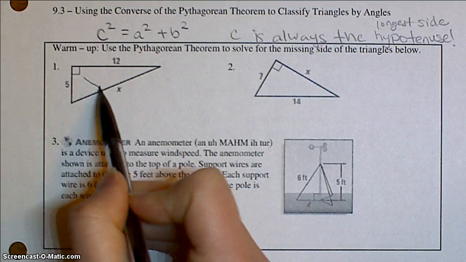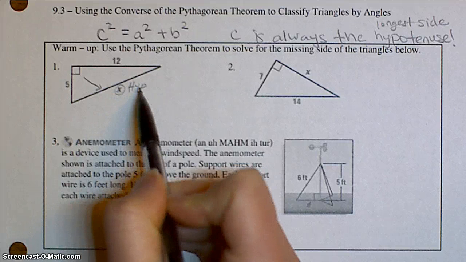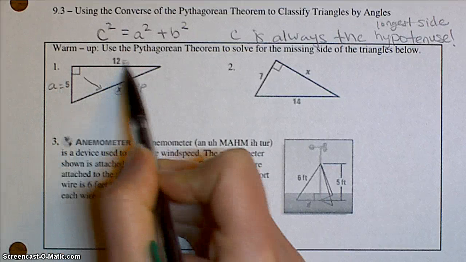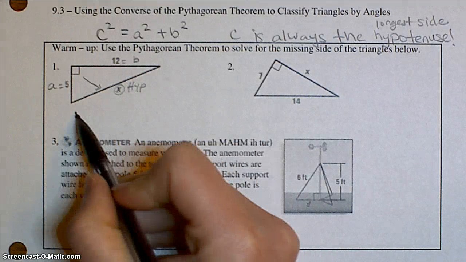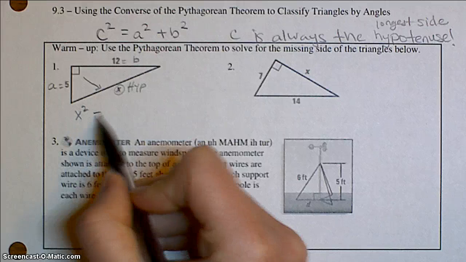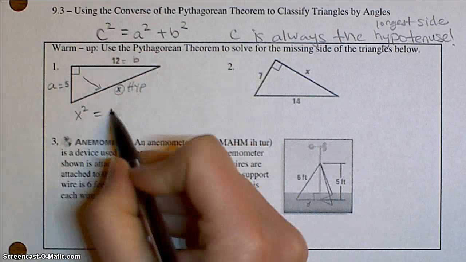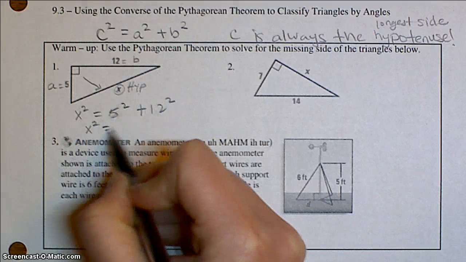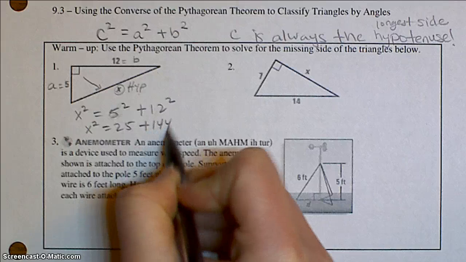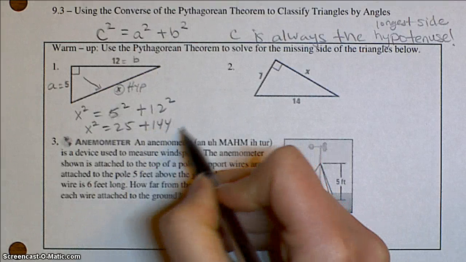So in this case, x is our hypotenuse, which means that 5 and 12 are the values for a and b. So when you set this up, x squared is going to be equal to 5 squared plus 12 squared. So 25 plus 144. And put those together.